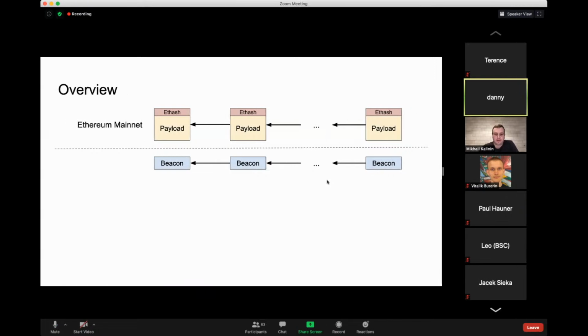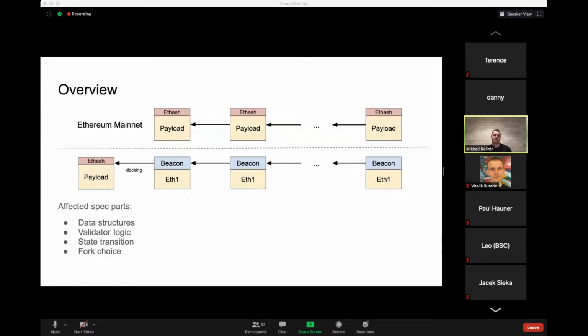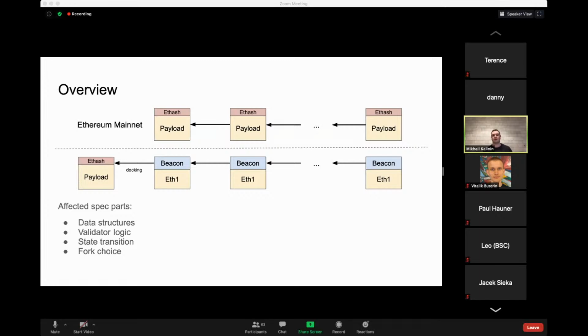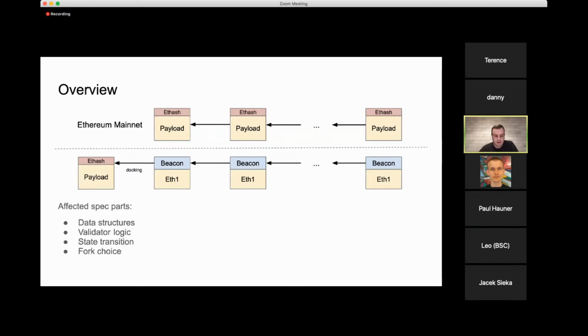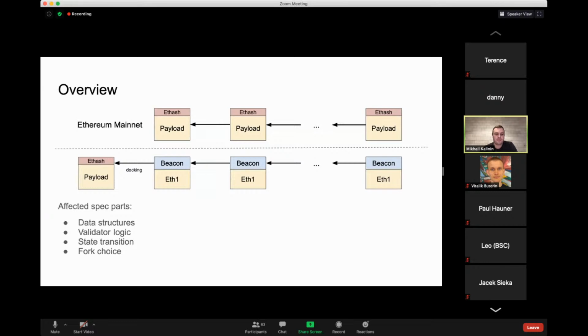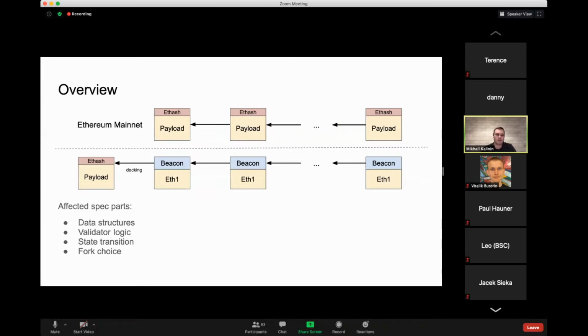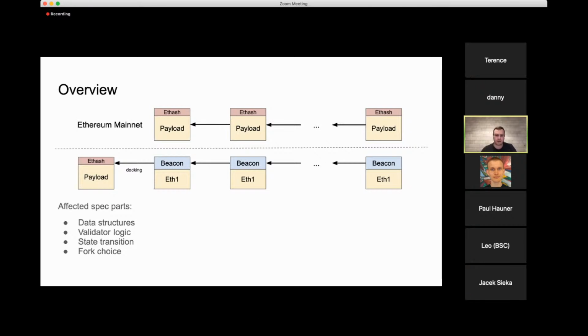Cool, so let's get started. In a very simple wording, and according to the most recent proposal, the merge is a tight coupling of the beacon chain with the Ethereum mainnet. What's affected on the Eth2 side, in terms of the spec, is all the parts of the spec. I will go through the change step by step. We'll stop at each slide for questions, but feel free to stop me at any point in time to ask the question if you need to. So are there any questions so far?